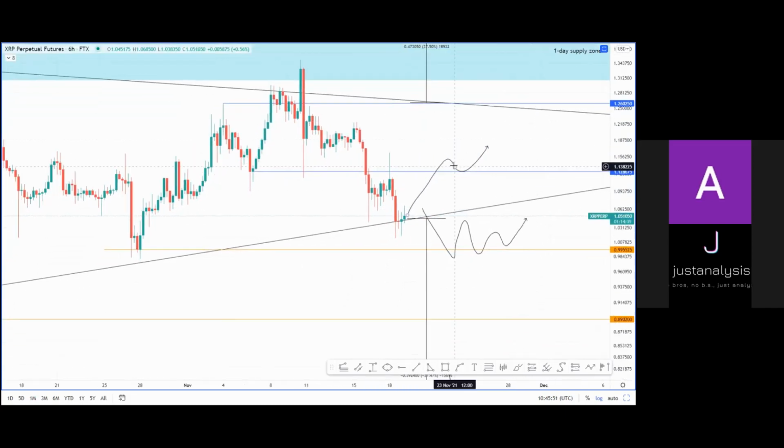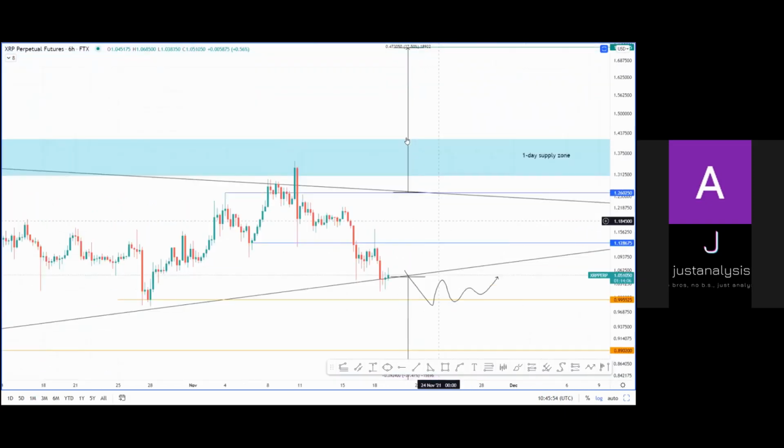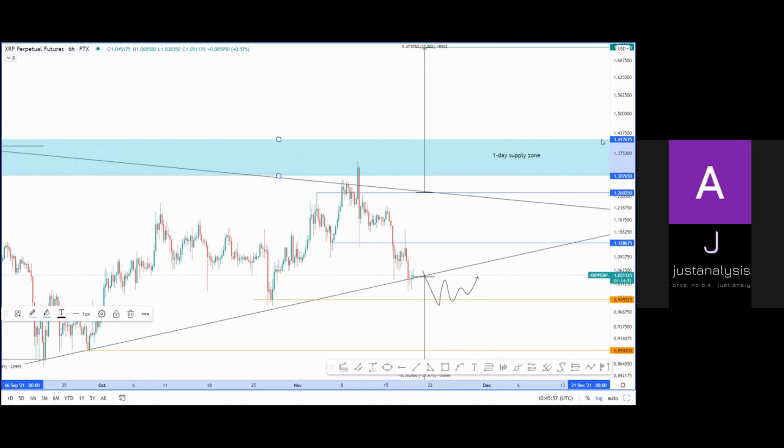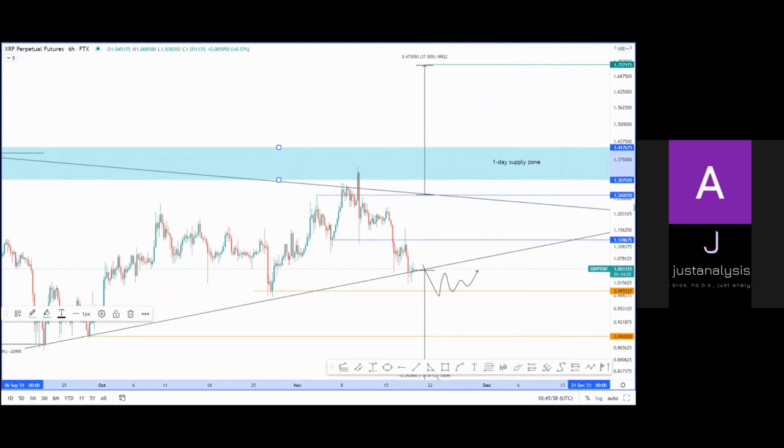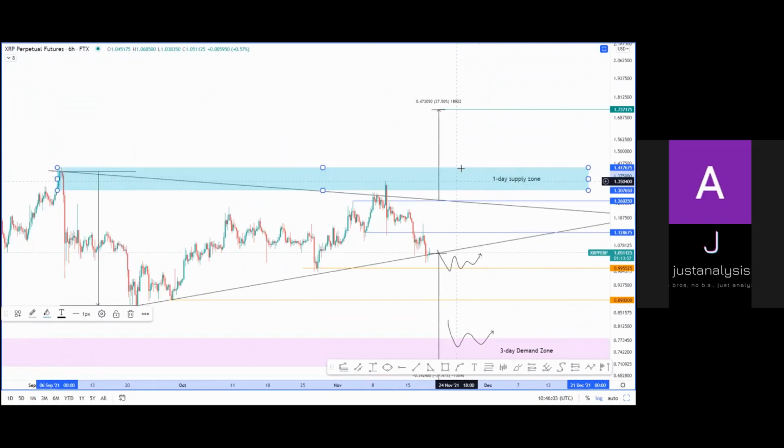And even if we do get a close above 1.26, I still have this 1-day supply zone here, which ranges from 1.30 to 1.41. Kind of similar to what I had on a lot of my earlier charts. So only a daily close above 1.41, probably only when it perfectly flips this resistance level into support, is when I'm expecting it to head up to 1.73, which is again the theoretical target forecasted by this symmetrical triangle. So this is my bullish outlook.